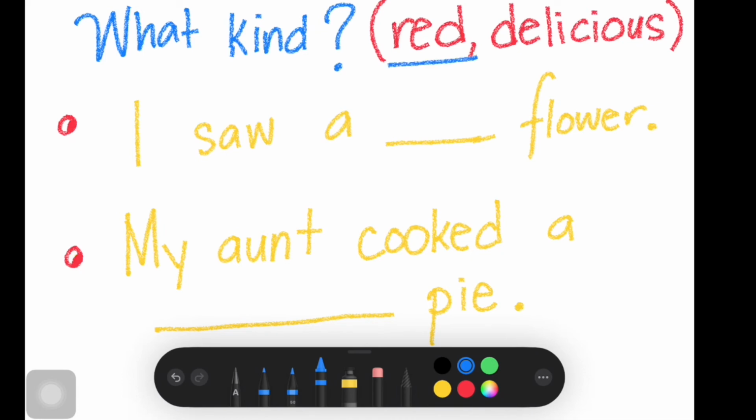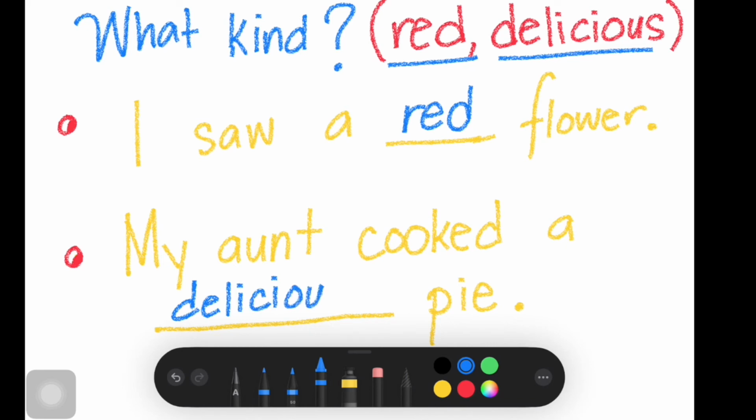Okay, so we have two options. We have choices here, red and delicious. Now let's look at the first sentence. I saw a blank flower. I don't think it's delicious. So the answer there is I saw a red flower. Next, the second sentence is my aunt cooked a delicious pie. Alright, so red and delicious are adjectives.